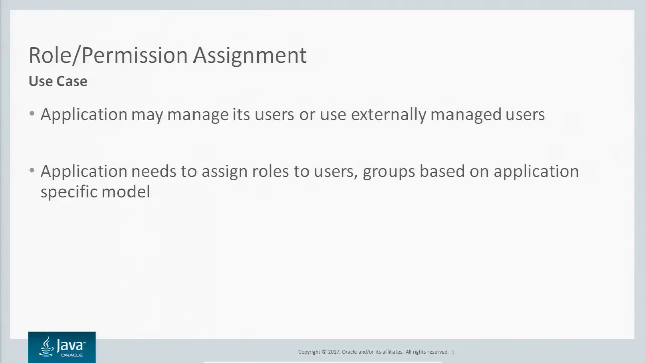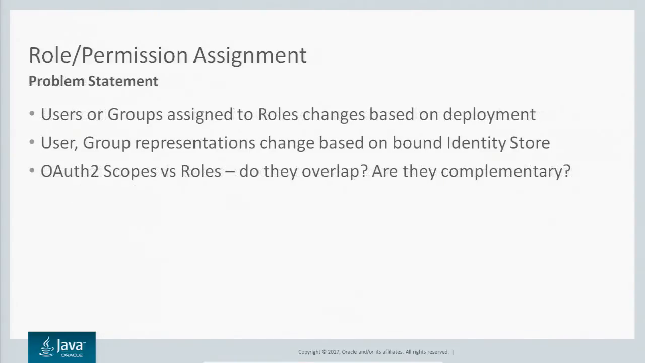Role and permission assignment has a use case. Applications may want to manage its users or externally managed users, and may need to assign roles to users or groups based on an application-specific model. Users or groups assigned to roles changes based on deployment. Representations changed based on what identity store you're bound to. And OAuth II scopes versus roles. Is there overlap there? Are they the same thing? Are they complementary? So those are questions that would have to be answered.